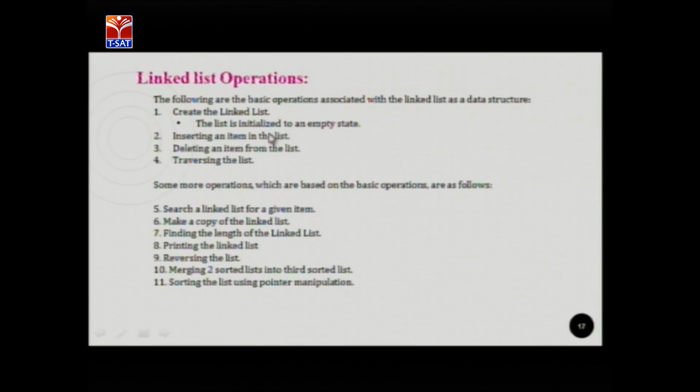In the linked list, we are able to create and initialize the linked list, insert items into it, delete, and traverse. We observe inserting, deleting, creating and initializing in the stack and queue also, but there are some additional operations in the linked list: searching the linked list, making a copy of the linked list, reversing the list, merging two sorted lists, and sorting the linked list using pointers. So here we are seeing the operations which we are able to perform on the linked list.